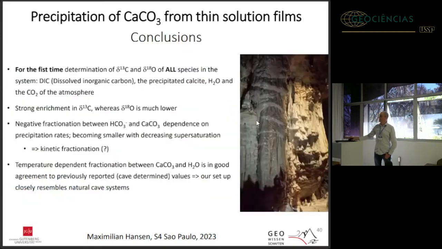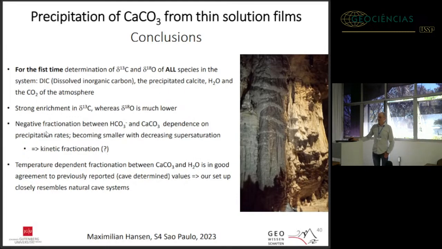Okay, so I will wrap this up. Our experimental system enabled for the first time the determination of δ13C and δ18O of all involved species in the system: the DIC, the precipitated calcite, the water, as well as the CO2 of the atmosphere. During that time we took CO2 samples, sent them to a different lab and got the values afterwards. We observe an enrichment in δ13C, a strong enrichment, whereas the enrichment in δ18O of the calcite is much, much lower.